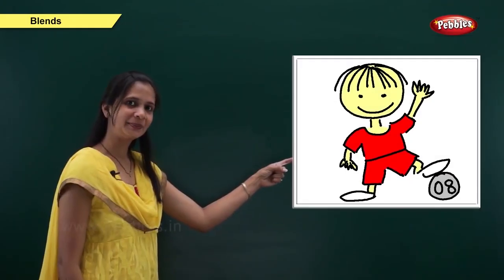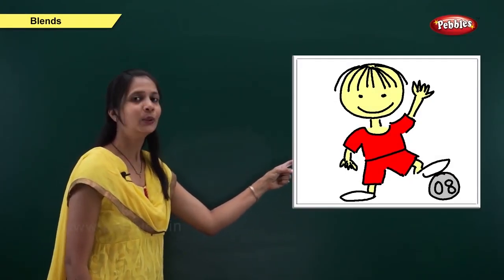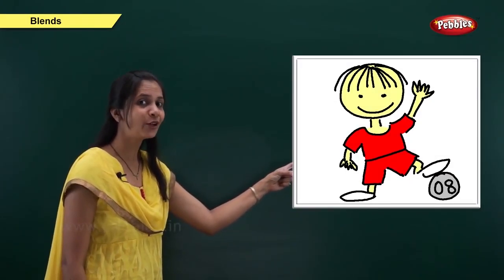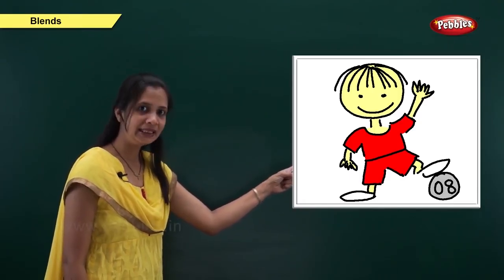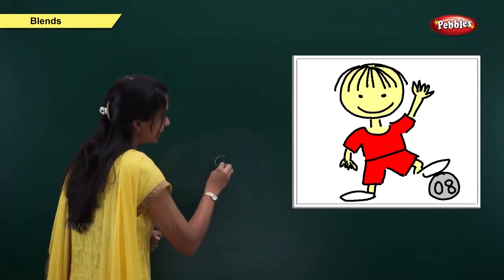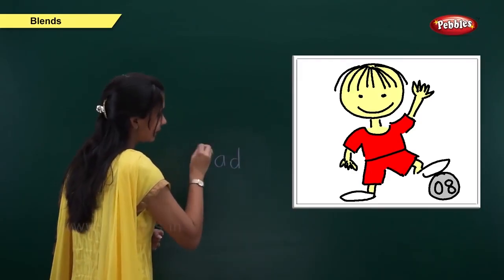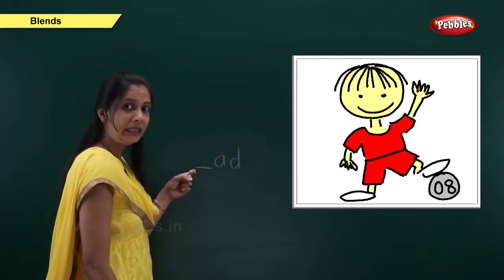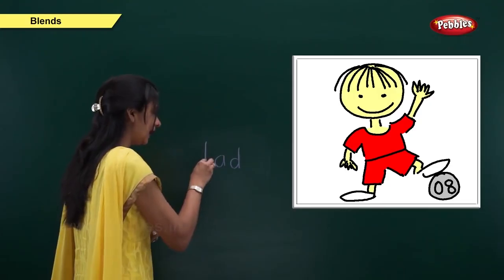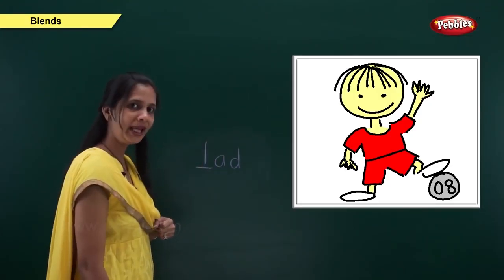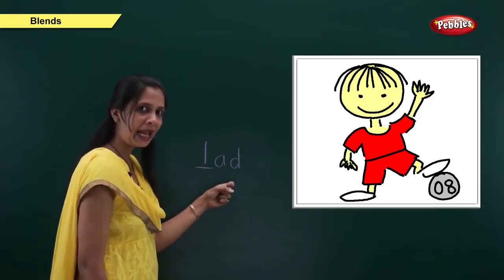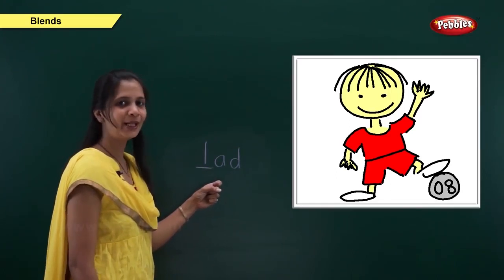What is it? It is lad. Okay, what is the beginning sound of it? L. Yes, so here it is L. So L. L says L. Okay, so lad. Okay, now next one.